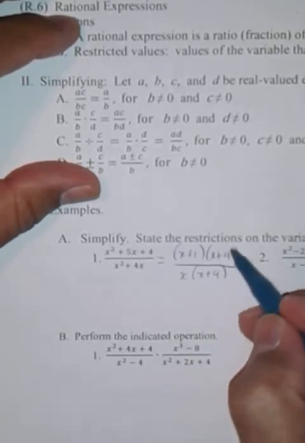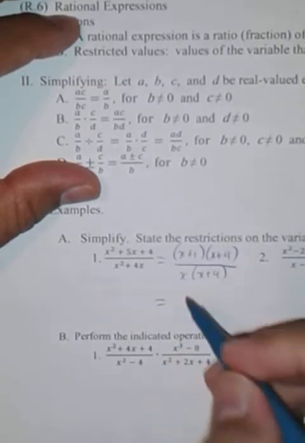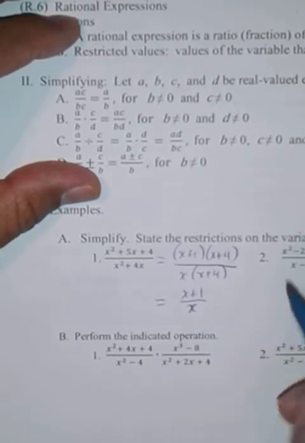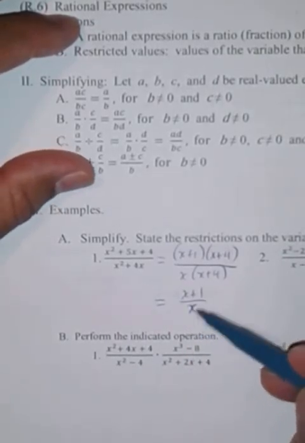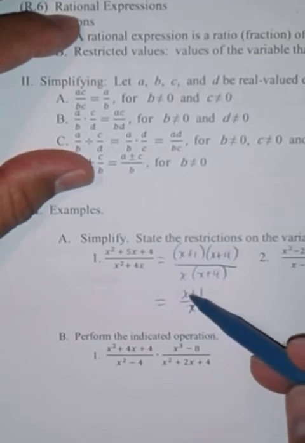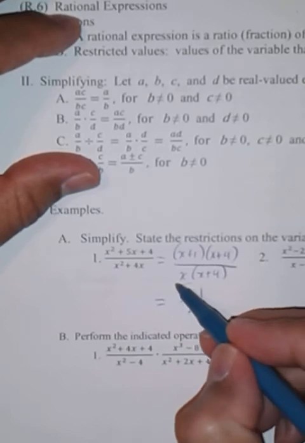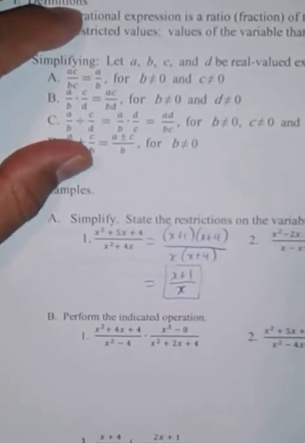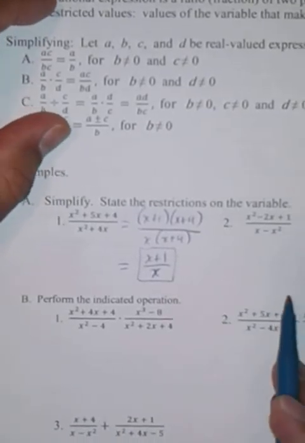Okay, so you see the x plus 4 is in common top and bottom. So that reduces to a 1. So we have x plus 1 over x. Okay, and we can leave it like that. We can also put each of the terms on top over x. So that would be 1 plus 1 over x. If we wanted to write it that way, I don't expect you to write it that way, but it's an alternate way of writing the answer. All right, and number 2 we'll leave for class.